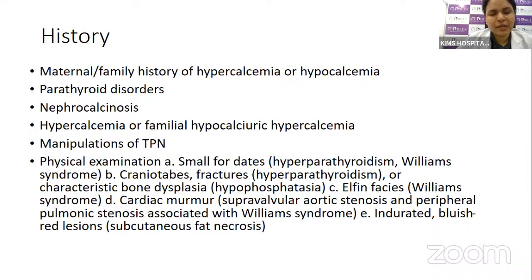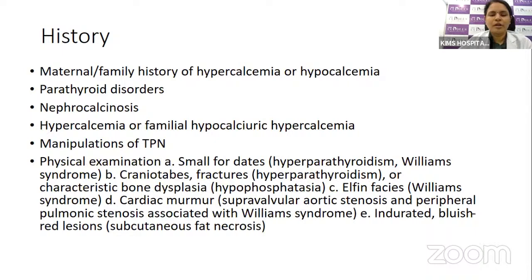So in cases of suspected or confirmed hypercalcemia, one would elicit history suggestive of maternal or family history of the same parathyroid disorders, history or previous reports to suggest nephrocalcinosis, or if the baby had been a preterm who required NICU admission and TPN, we would look into the calcium phosphorus ratios or manipulations of these calculations in parenteral nutrition.